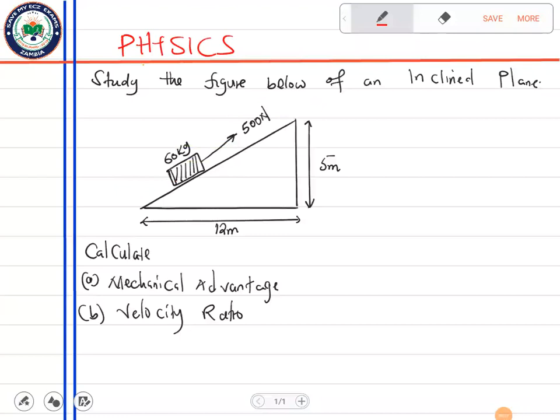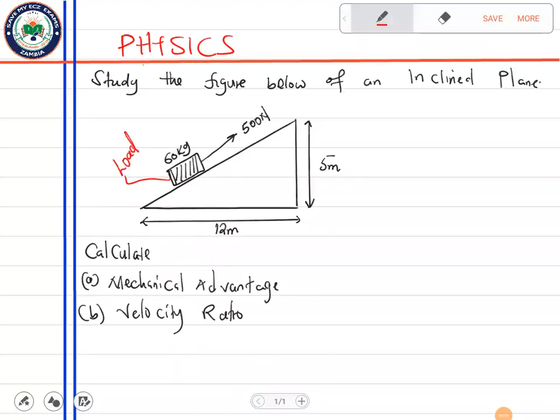We can call it a load. All right, let's call this the load. The load is 60 kg and the load is being pushed up. We can clearly say that the load is being pushed up by a force of 500 newtons, isn't it? So now they're saying calculate the mechanical advantage.